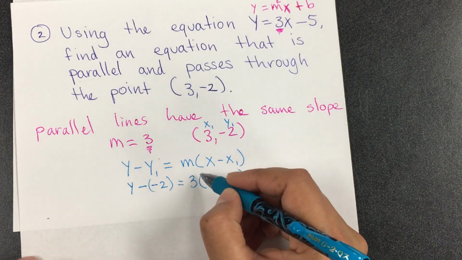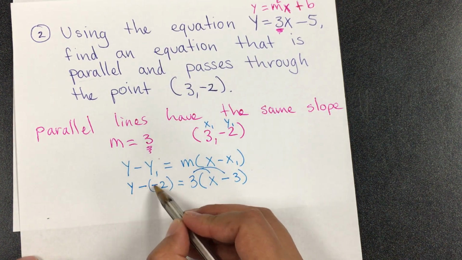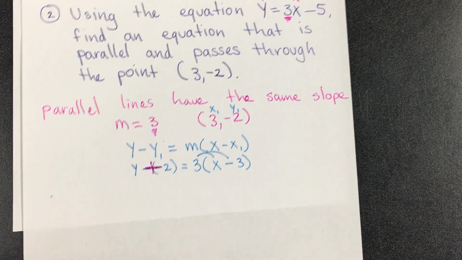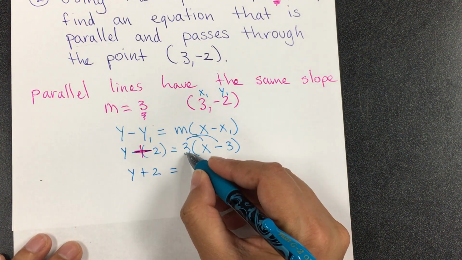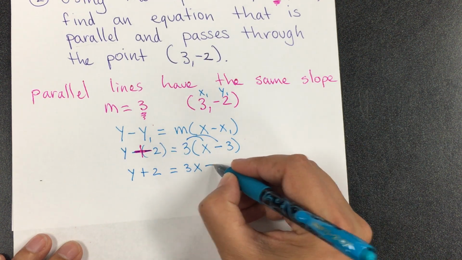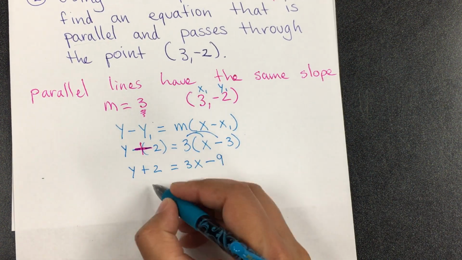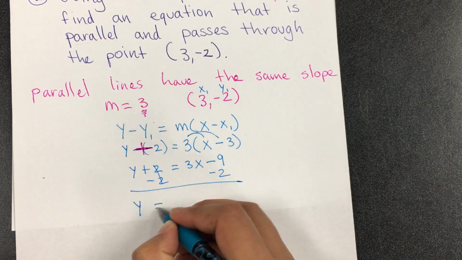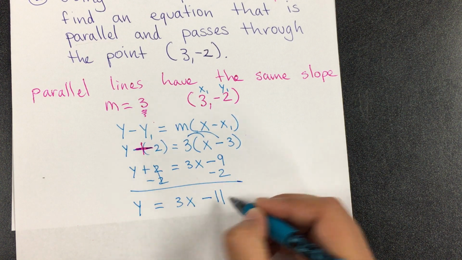After that, we can do two things at the same time. We can do distributive property, and also remember that this negative times negative becomes the big plus. Okay, two negatives together, big plus. And so that becomes y plus 2 equals 3 times x, 3x. 3 times negative 3, negative 9. And so if we're adding 2, the opposite is to subtract 2. And so y is equal to 3x minus 11.